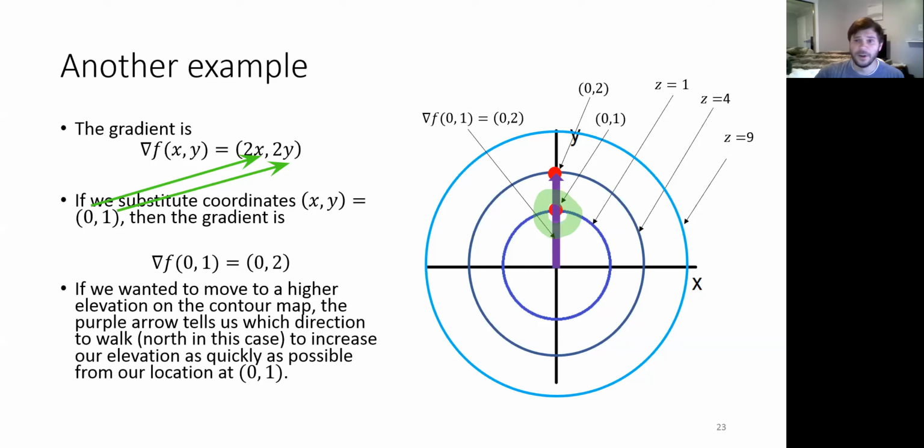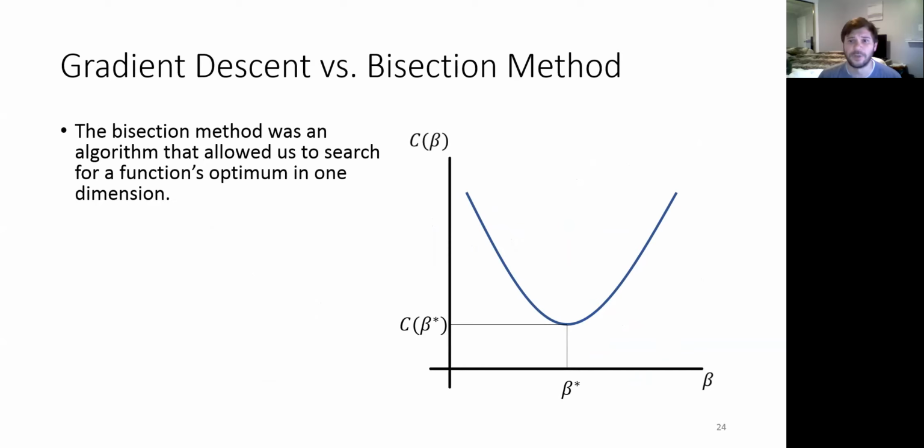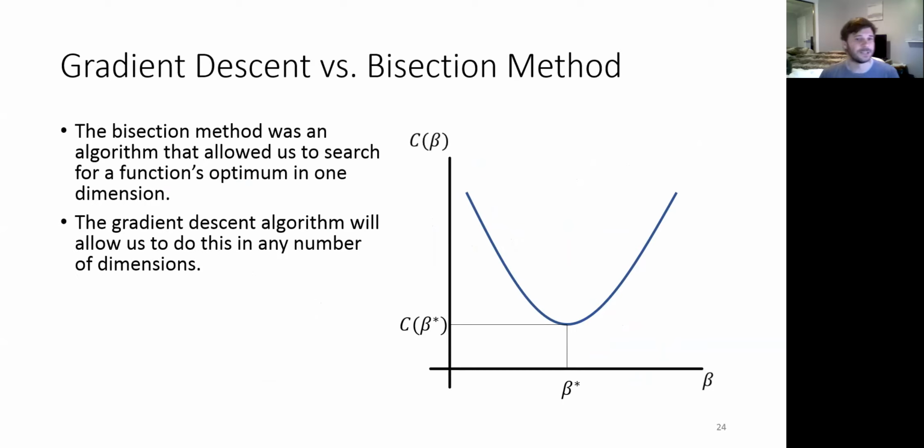Just to wrap up here, a couple things. So the gradient descent, this is a different algorithm than the bisection method. We'll talk about the actual algorithm in the next segment. But the bisection method was an algorithm that allowed us to search for a function's optimum in just a single dimension. Gradient descent is essentially going to be a generalization of this idea that allows us to search for the optimal parameters in a situation where we have a high dimensional set of parameters to look for.